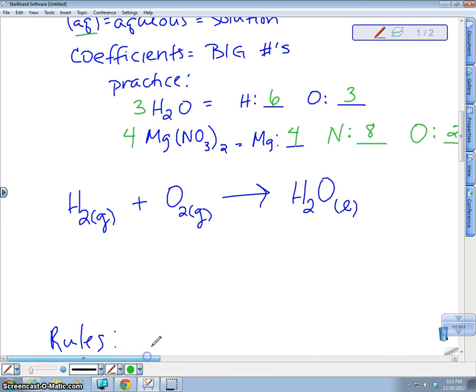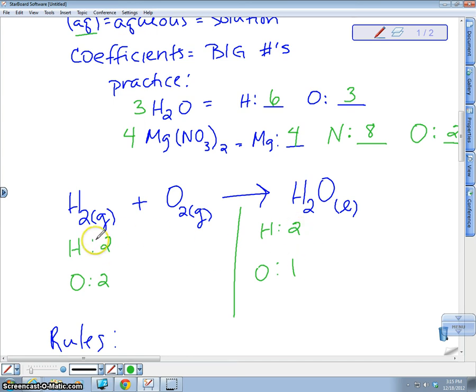All right, so let's actually look at how we balance a reaction. The first thing we need to do is we need to count what's on each side of the reaction. We need to count what's on our reactant side and what's on our product side. On our reactant side here, we have just 2 hydrogens, we have 2 oxygens. On our product side, we also have 2 hydrogens and 1 oxygen.